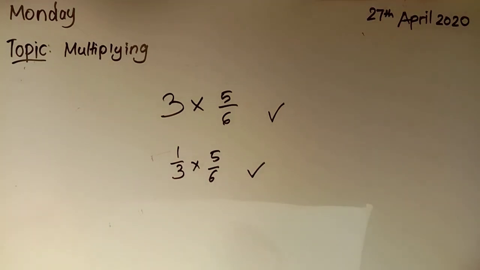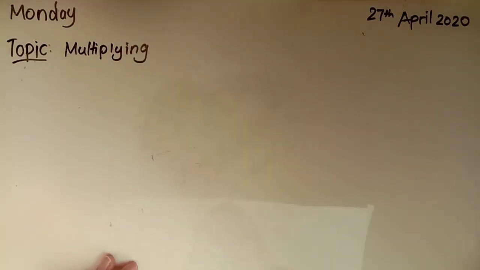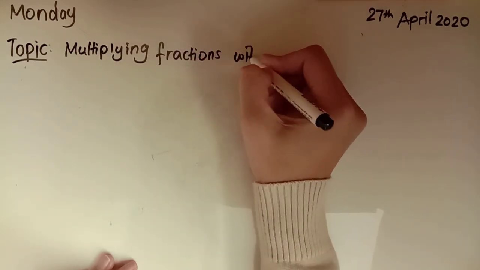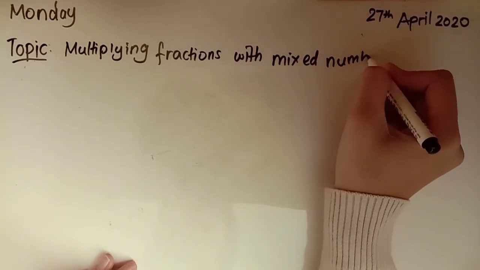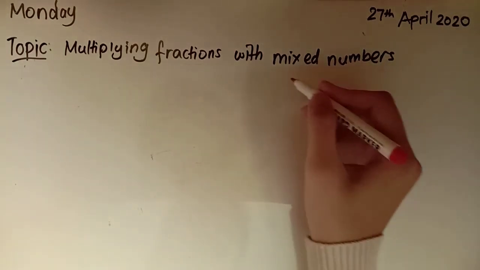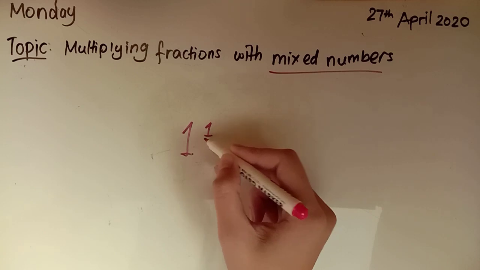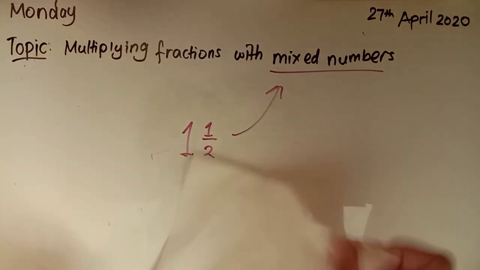So, next, our lesson for today would be multiplying fractions with mixed numbers. Remember what a mixed number is? Mixed numbers. Remember, yang ada father, ada mother, ada kid. Okay? This is what you call mixed numbers. Alright. So let's start.